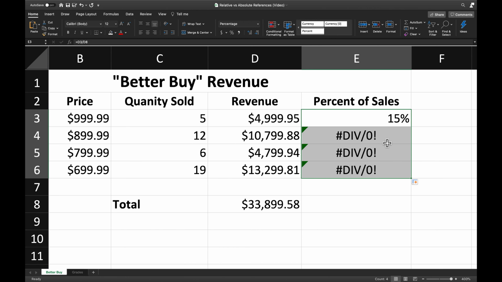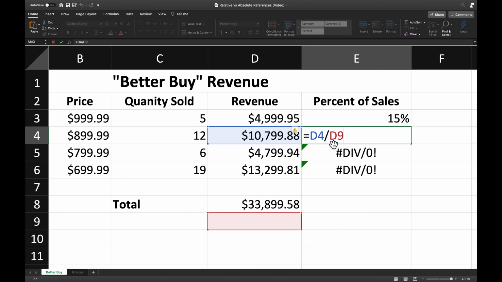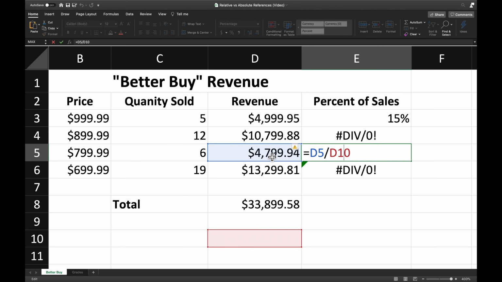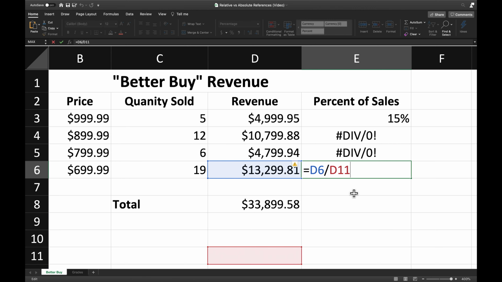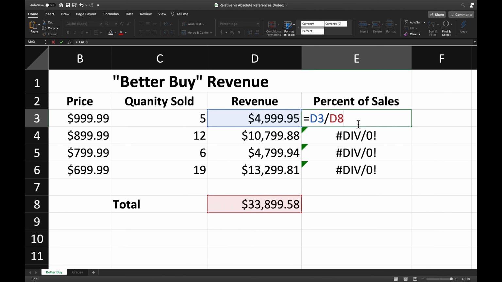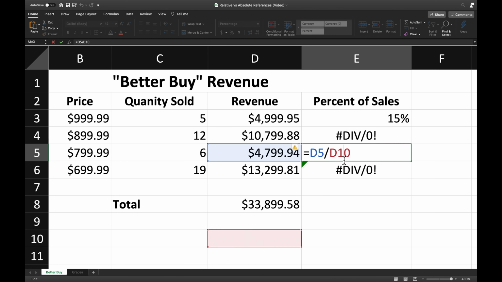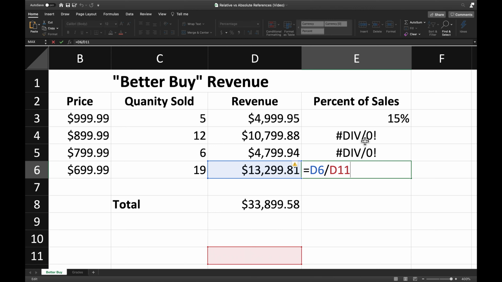A good way to find out what happened is to click into these cells. Do you see the problem? It is taking 10,000 divided by a blank cell. The next one is taking 4,700 divided by this blank cell. And the next one is doing the same. What's happening is that even though the first one is dividing by the total, when you autofill, these red boxes, they move relative to your cell. So when you move down, the red referenced cell moves down with you.